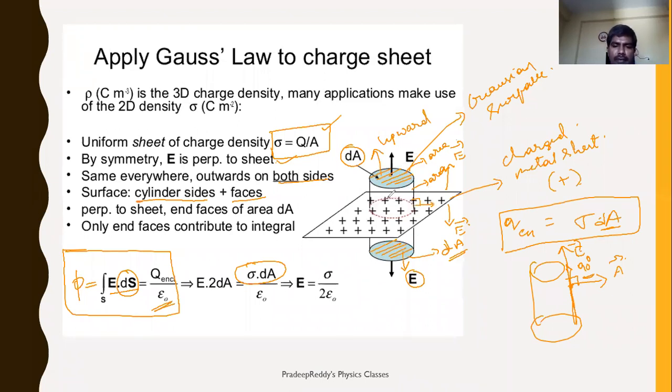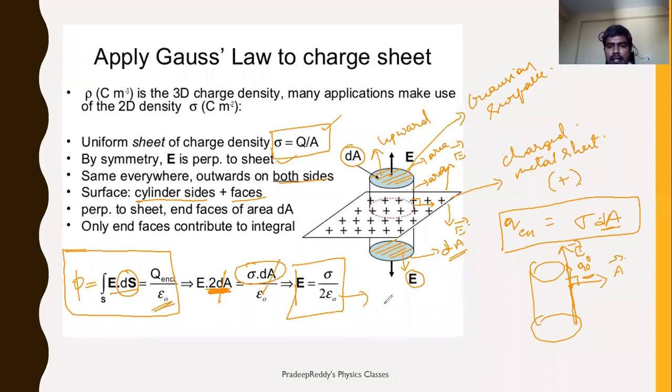So how many faces does this cylindrical surface have? 2 faces. So therefore it is 2 times dA. Therefore E dot 2 dA is equal to sigma dA divided by epsilon naught. This area gets cancelled. What is left over here? E will be equal to sigma divided by 2 epsilon naught.